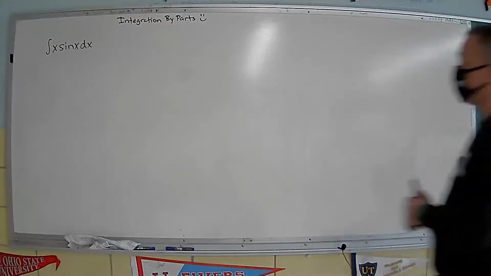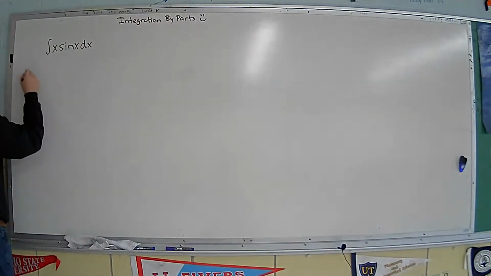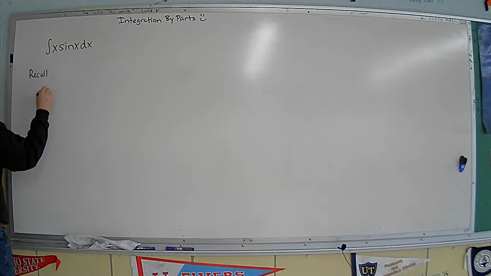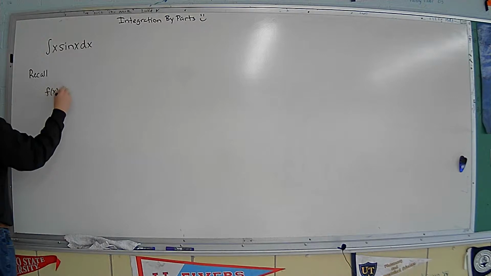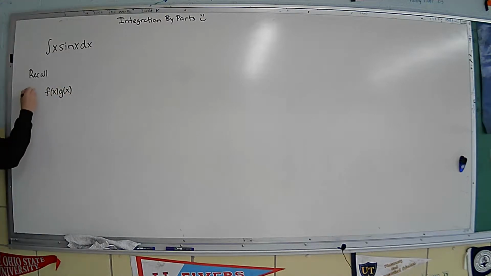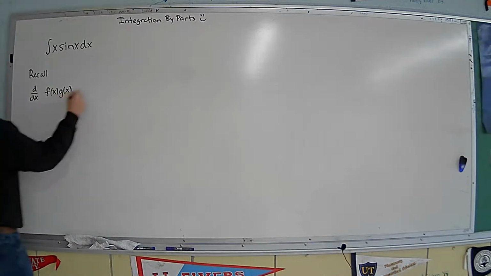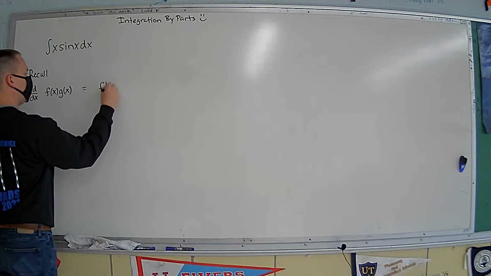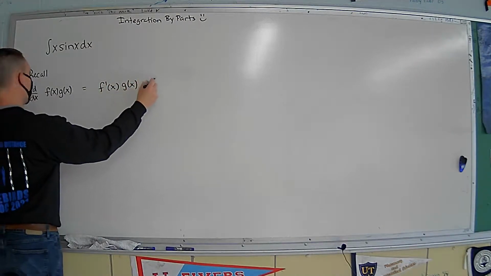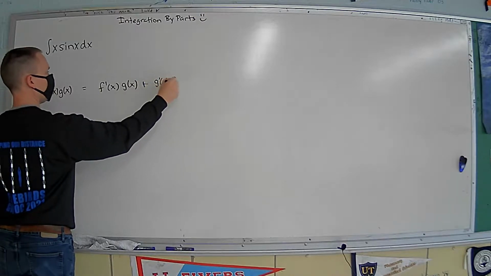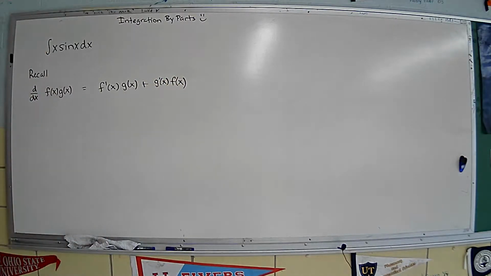All right, if you remember the product rule, so if I have two functions and I say, hey, Gavin, take the derivative of those two functions, you know how to do that. It's the derivative of the first times the second plus the derivative of the second times the first, right? That's the product rule.